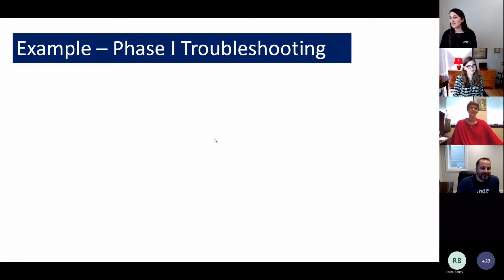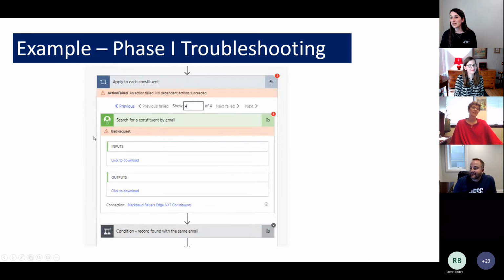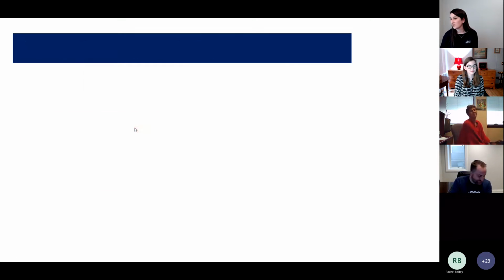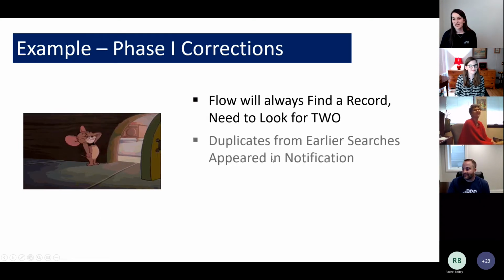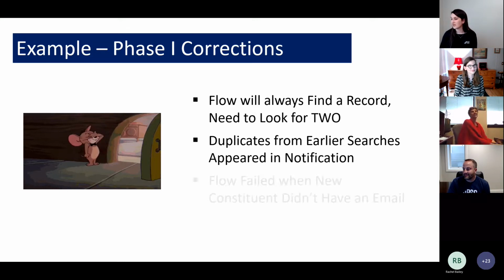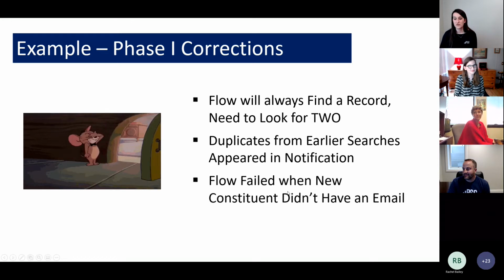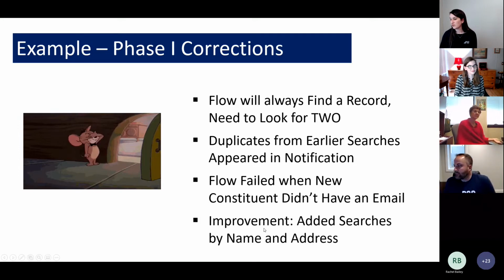So that's a problem. And my third problem is that the flow actually failed because my 4th new constituent did not have an email address. And so it just said, we can't do this. We can't look for anything for something that doesn't exist. So you lose, Stacy. So that is the kind of thing we need to fix here. So I need to look for 2 records, not 1. I need to remove the duplicates from earlier searches so that my later notifications do not have them in there. And I need to figure out a way to keep the flow from failing if there is not an email. And then for phase 2, the other thing we're going to do is add those other searches by name and email address.